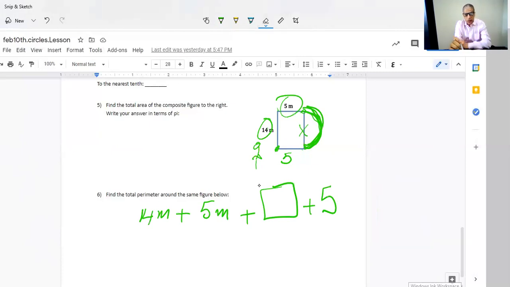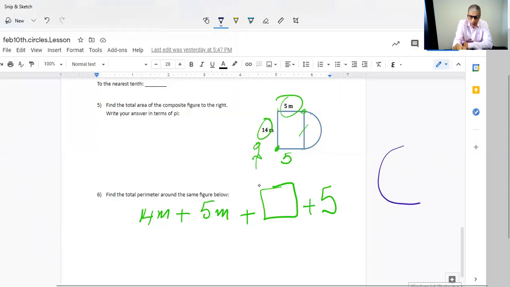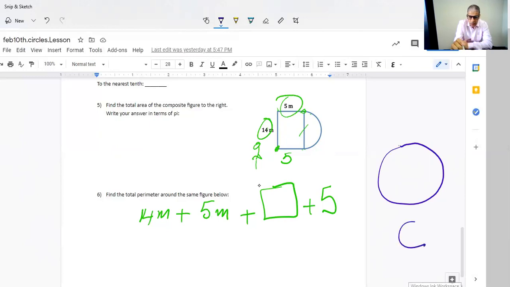So let's figure that out. The only thing we have to figure out here is what's this piece here. We'll call that an arc. When I walk around the circle, how much is that? Okay, so imagine this is the circle again, same thing we did for the area. If you walk around the whole circle, that's C. But if you walk around half of the circle, that's C over 2, the circumference over 2.